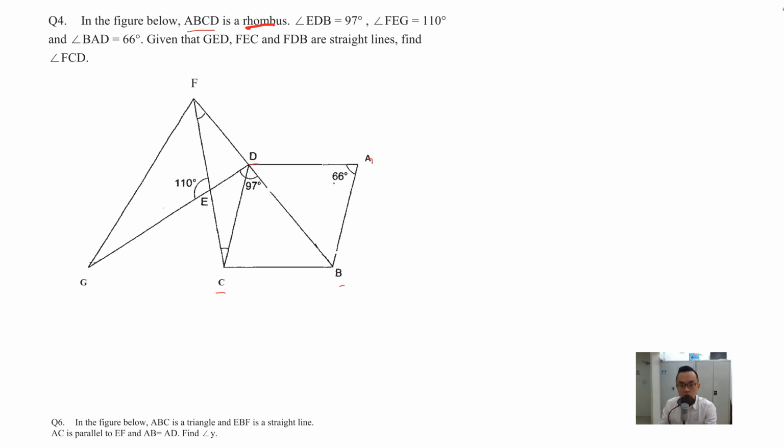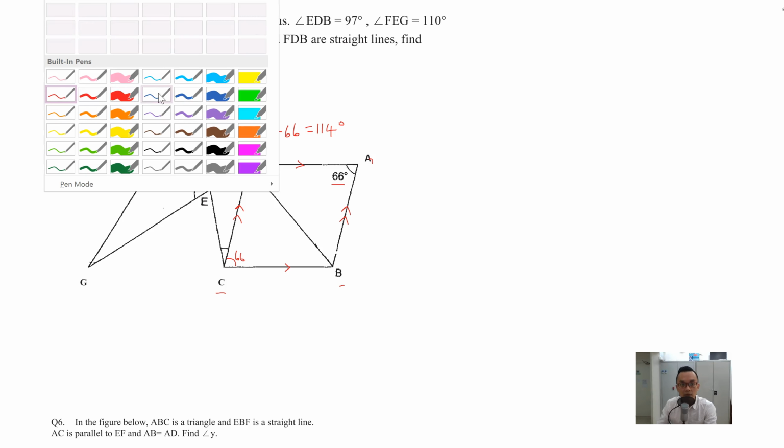So let's look at what angles we can find just based on the fact that this is a rhombus. Therefore, this line is parallel to this line, and this line is parallel to this line. For a rhombus, opposite angles are the same. So if this is 66, the opposite is also 66. And therefore this angle is 180 minus 66 equals 114 degrees.